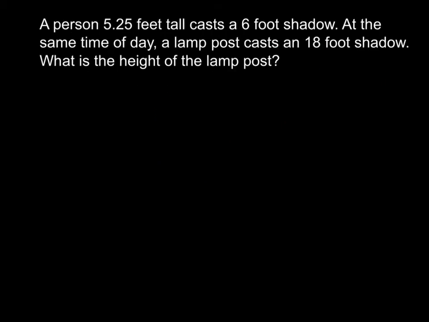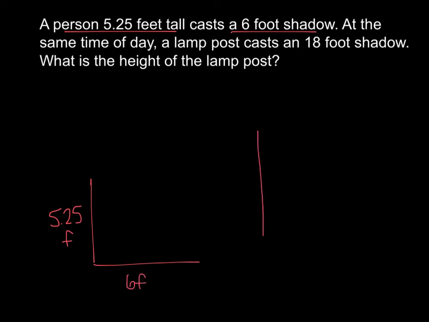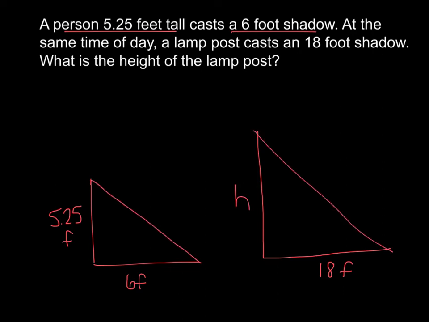I'd like you to try this one by yourself, so pause the video, try it, and then come back and see how you did. I've got a person who is 5.25 feet tall with a 6-foot shadow, so I'm going to sketch that out here, and a lamppost nearby casts an 18-foot shadow. So my shadow's down here. We're looking for the height, so I'll put an H on the side, and complete my triangles there. Let's now find out what H is.